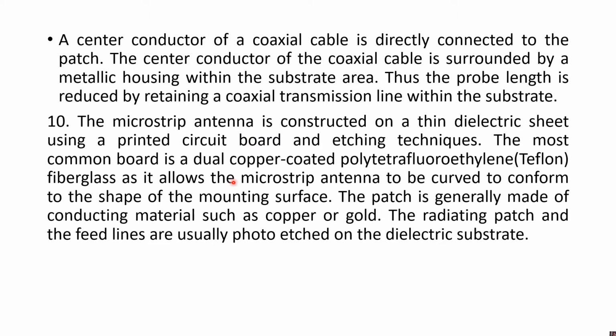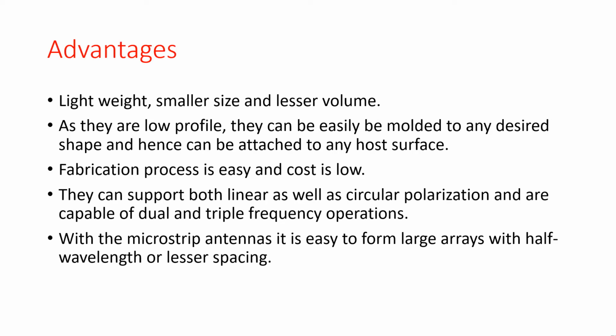Then the last feature is that microstrip antennas will be constructed on a thin dielectric sheet using a common board material, Teflon fiberglass, which will allow the microstrip antenna to be curved to conform to the shape of the mounting surface. Usually the conducting material used is copper or gold. Usually the radiating patch and the feed lines will be photo etched onto the dielectric substrate. So these are the different features of the microstrip antenna.